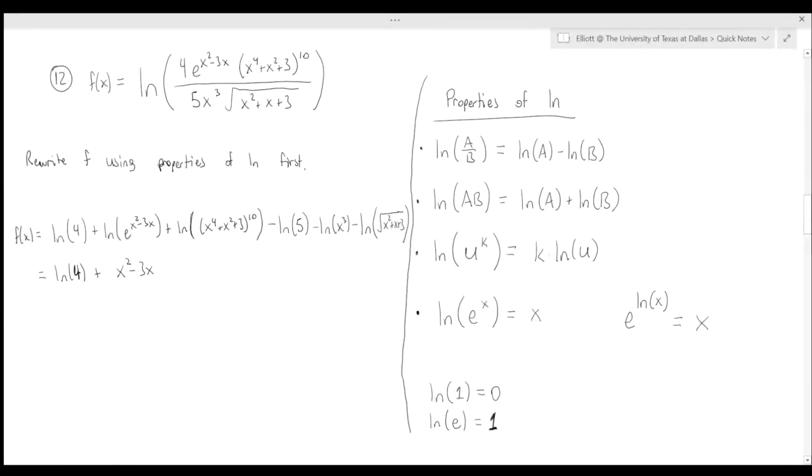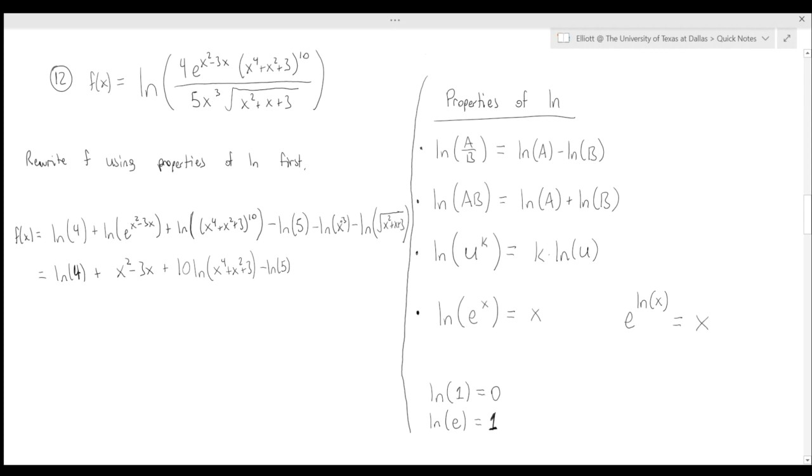All right. Let's see here. Next, for this term, we can apply the third property. Since we have something being raised to a power on the inside, we can bring the power out to the front. So we'll get 10 natural log of x to the fourth plus x squared plus 3. We've got minus natural log of 5.